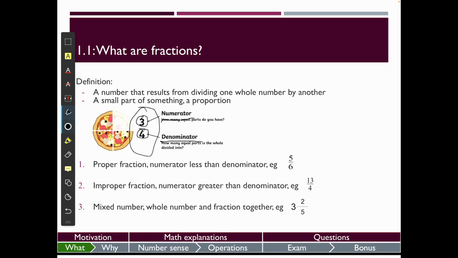So there are 3 types of fractions. One is the proper fraction, where the numerator is less than the denominator. An example is 5/6. An improper fraction is one where the numerator is greater than the denominator. An example is 13/4. And a mixed number is a fraction expressed with a whole number and a fraction together. An example can be seen here, 3 3/5.